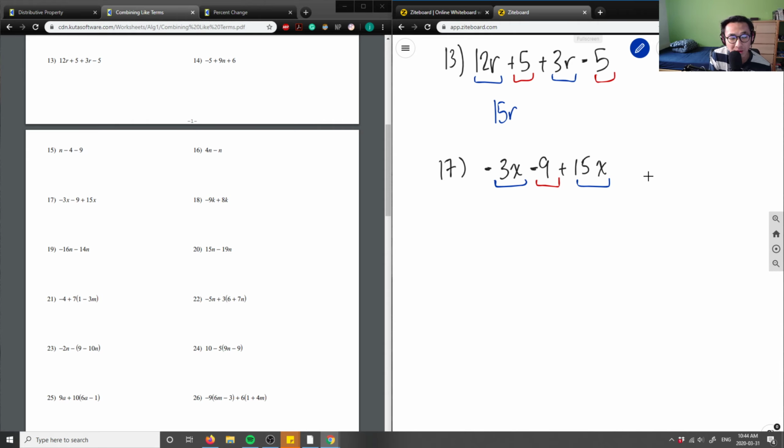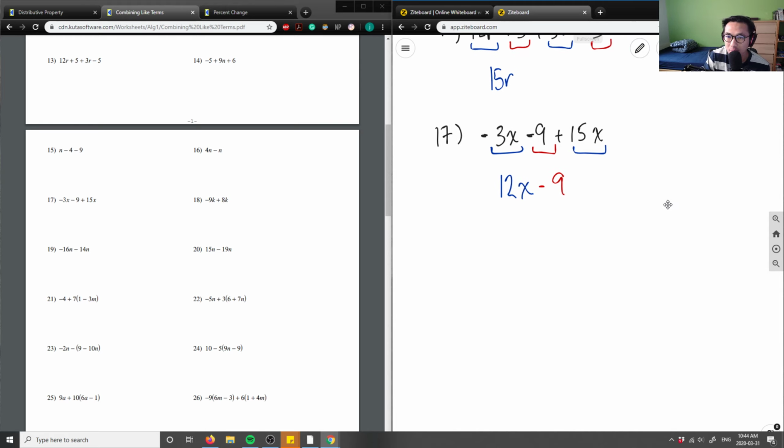What's negative 3 plus 15? So I'm going to do a little side. Negative 3 plus 15 in this case will be positive 12. So it's 12x. And then we're just left with negative 9. There's no other terms to play with, so this is simply just negative 9 in this case. So 12x minus 9 is our answer.